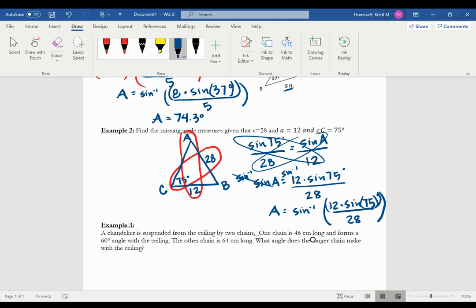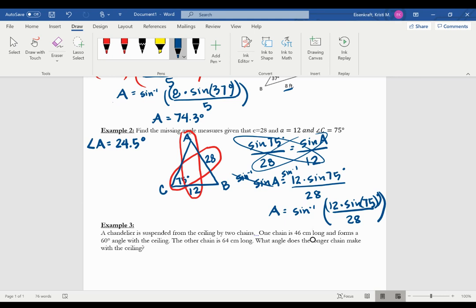All right, we have inverse sine of 12 times sine of 75 degrees, all divided by 28. And I got 24.5. So angle A is 24.5 degrees.